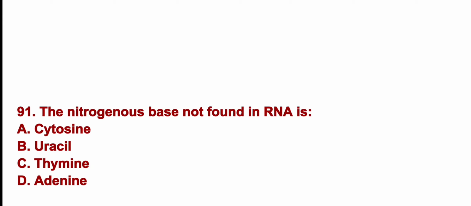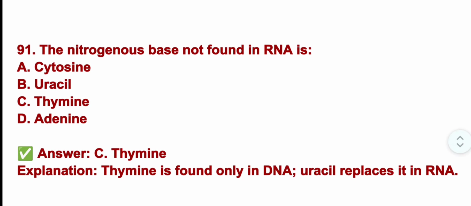Question number 91. The nitrogenous base not found in RNA is? The correct option is option C, thymine. Thymine is found only in DNA, not in RNA. Uracil replaces it in RNA.